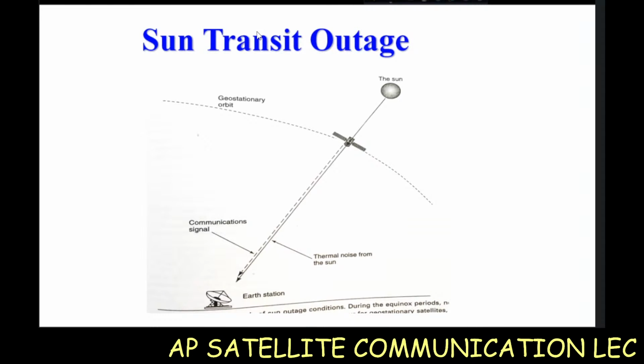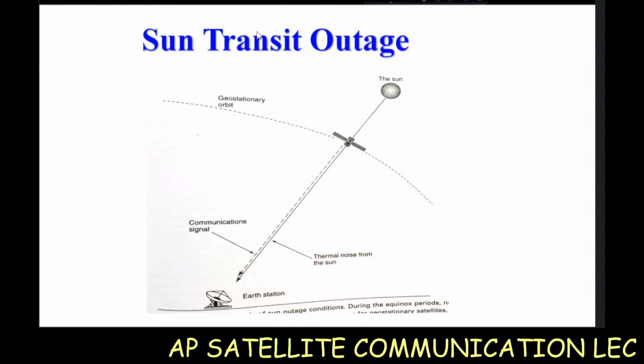And fourth is this sun transit outage. That means every day during a certain period of time, which could be like say from 5 to 10 minutes or so, the sun will pass directly in front of the satellite, within the primary beam of an antenna.